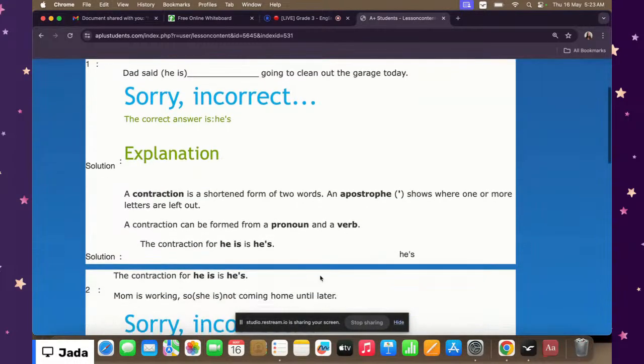Okay, so first of all, what is a contraction? A contraction is a shortened form of two words. An apostrophe shows where one or more letters are left out. So you need to take note that the contraction is a shortened form, a shortened version of two words.